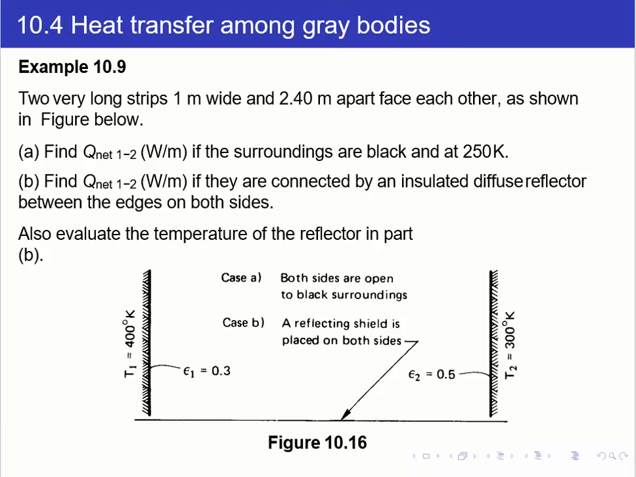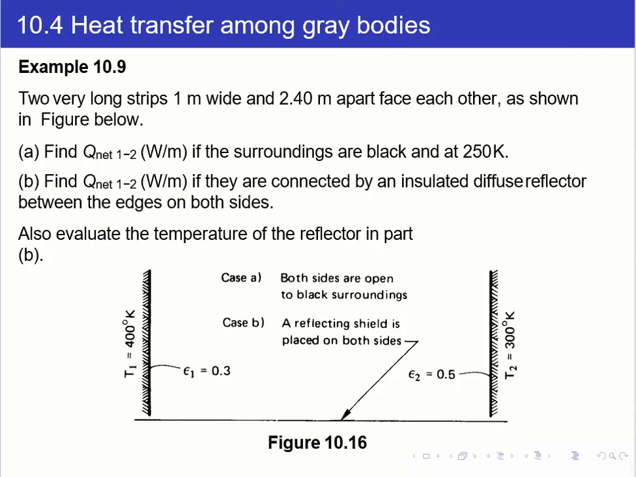Next we have one more example. Two very long strips, 1 mm wide and 2.40 meters apart, face each other as shown in the figure. We have to find Q net, the heat flow from 1 to 2, if the surroundings are black and at 250 Kelvin. Second, we have to find the flow of heat from 1 to 2 if they are connected by an insulated diffuse reflector between the edges on both sides.